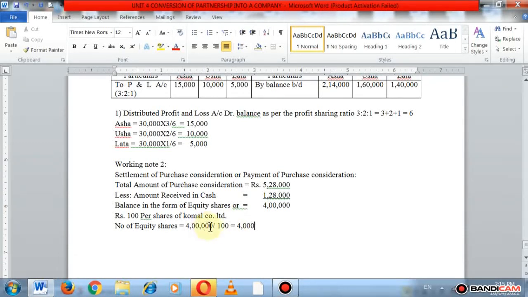Okay, 20 are cancelled. It means 4,000 equity shares of ₹100 each. Okay, 4,000 shares at ₹100 each will be received by the partners of the partnership firm.